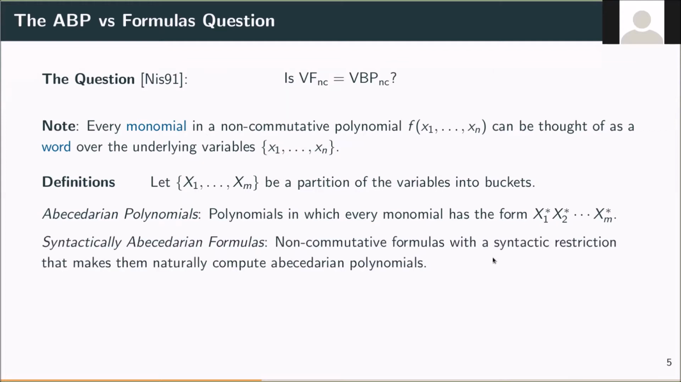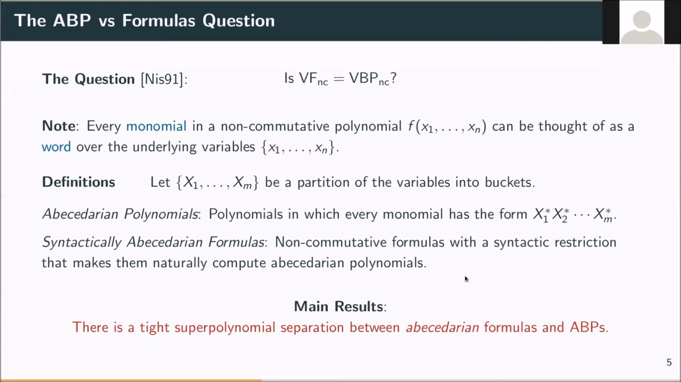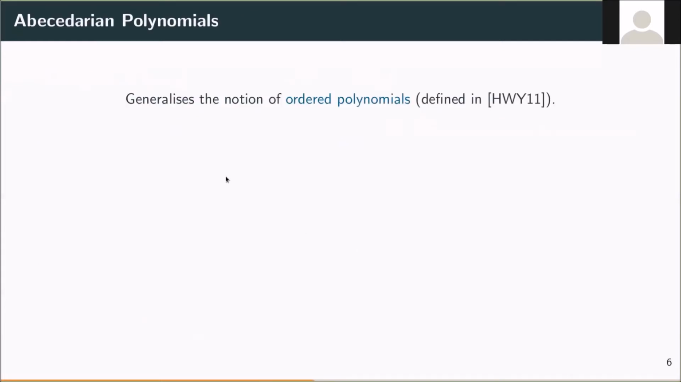And now we can define syntactically abecedarian formulas, or ABCD formulas. These are non-commutative formulas with some syntactic restriction that makes them naturally compute ABCD polynomials. And our main result is a tight super-polynomial separation between ABCD formulas and ABPs. Let us first step back and try to understand what exactly ABCD polynomials are. They generalize the notion of ordered polynomials, which was defined by Hrubeš, Wigderson, and Yehudayoff.